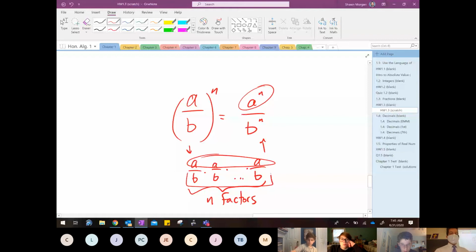And there's n b's, and that's where the denominator would come from. That's sort of the background rule.